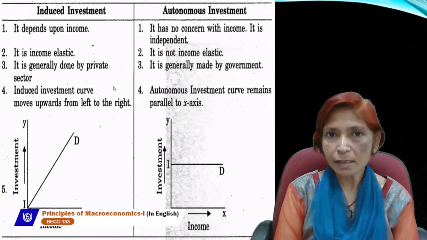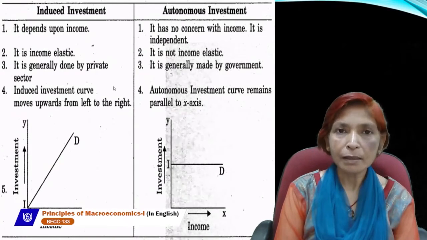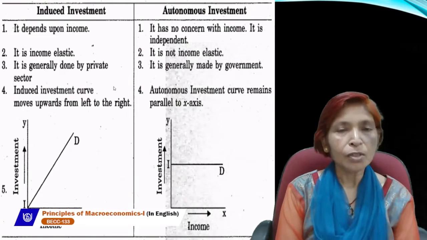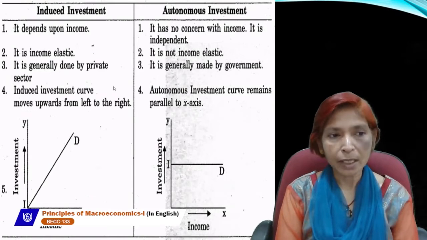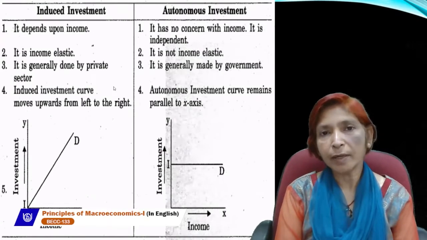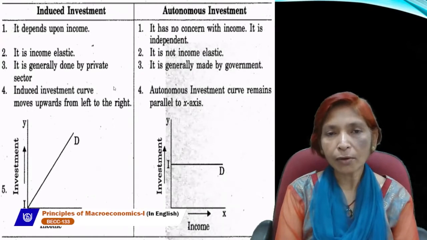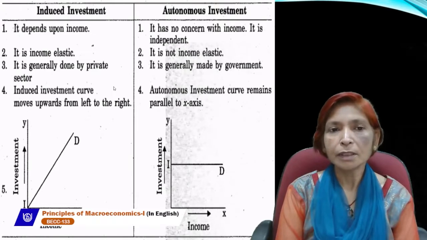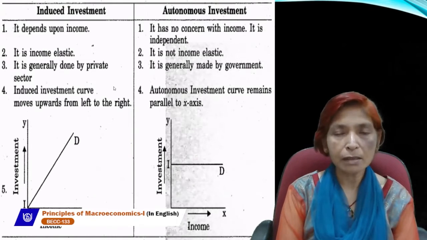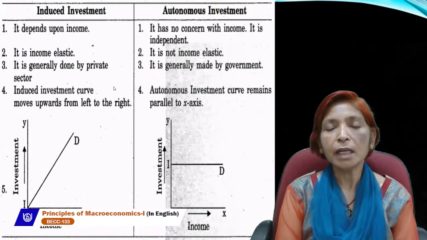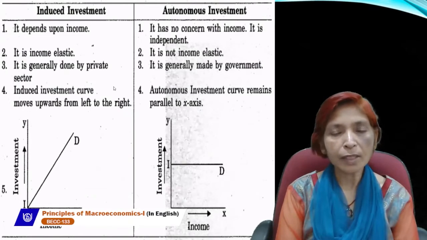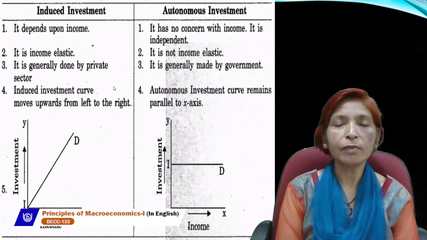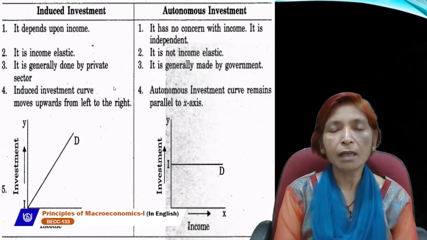If income rises, then investment will rise. If income falls, investment will fall. So it is called income elastic. And autonomous investment is that investment which is not related with the level of income. It has no concern with income. It always remains independent, and it is income inelastic.